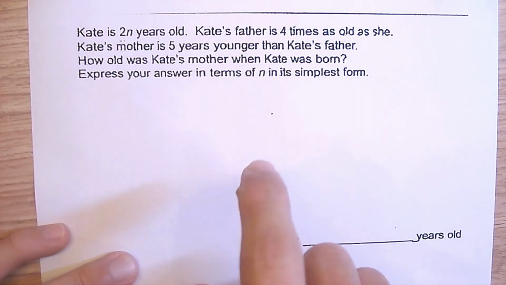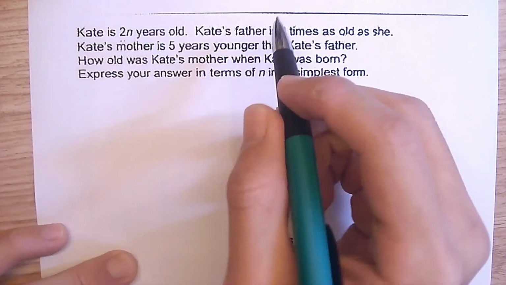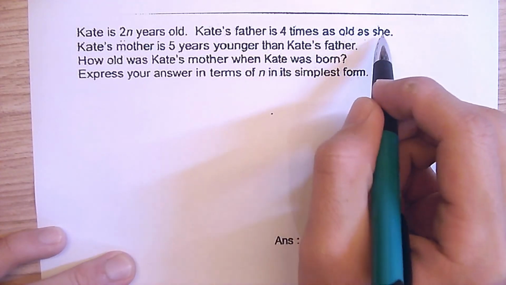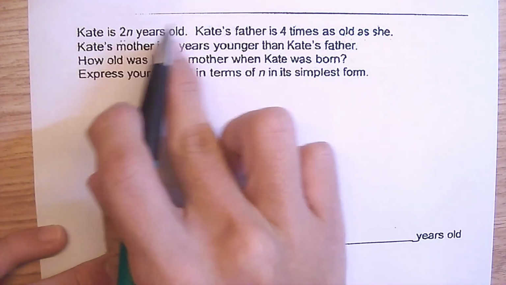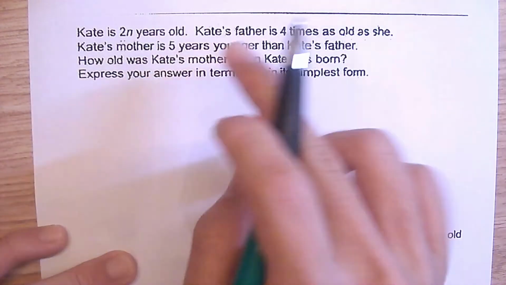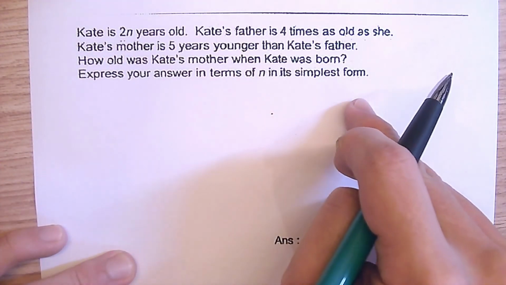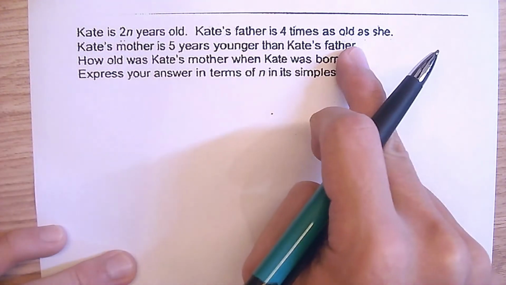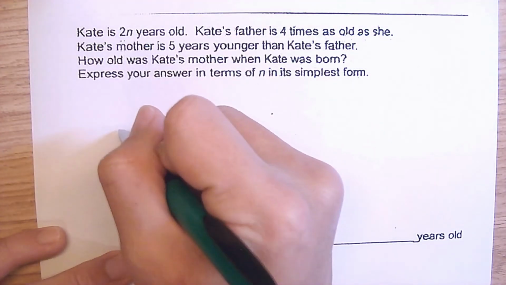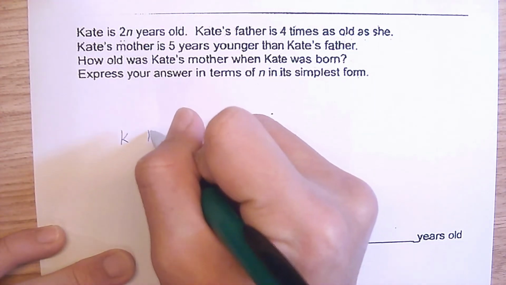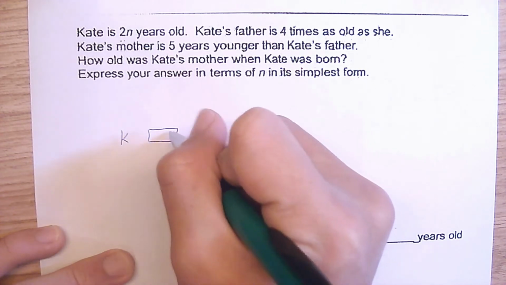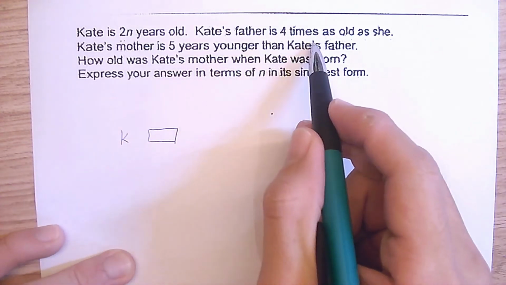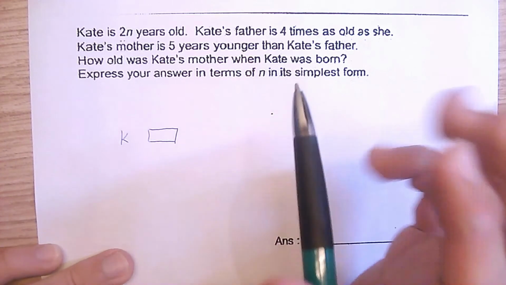Now, we draw the model first. We know that Kate is 2n, and Kate's father is 4 times as old as she. Now, let's just focus on this. Don't even look beyond that. During examination, just focus on the first few lines. That will be enough. So we know that Kate is 2n. So that's just 1 bar. Why is this 1 bar? Because they told us that Kate's father is 4 times, right? So the father will be 4 bars.